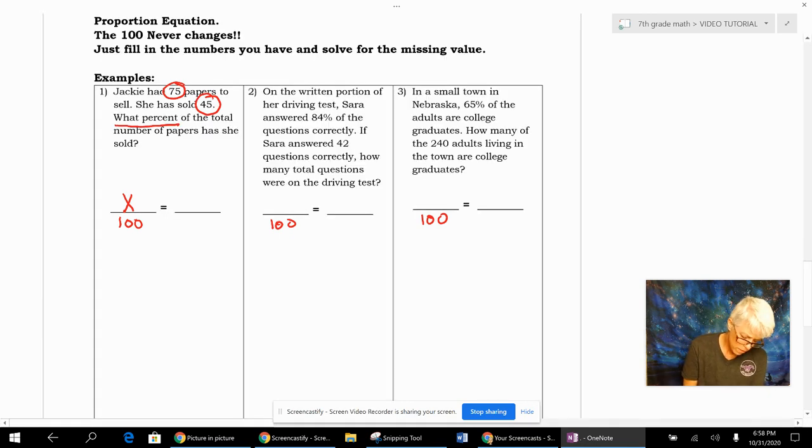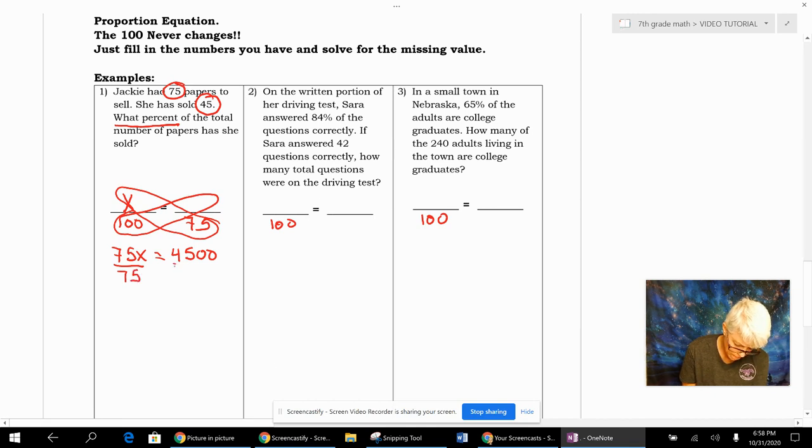Whoa. Okay. The 45 and the 75 disappeared for some strange reason. But let's go ahead and cross multiply. I'm going to keep that variable on the left-hand side. And then I'm going to multiply these two: 45, and then just add the 2 zeros. Now I'm going to divide by 75 on both sides.